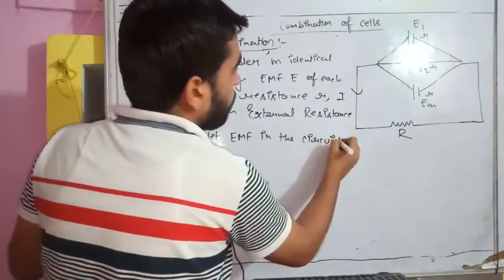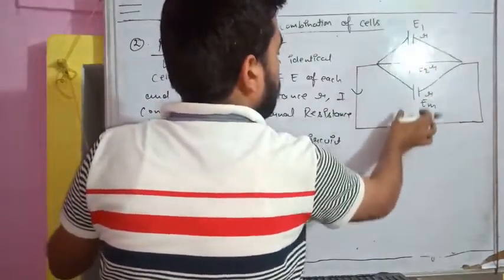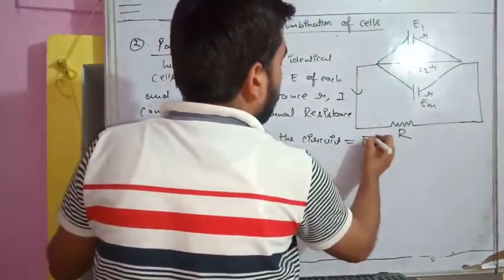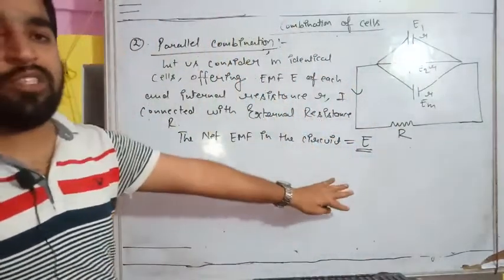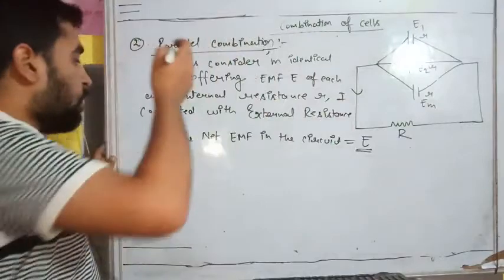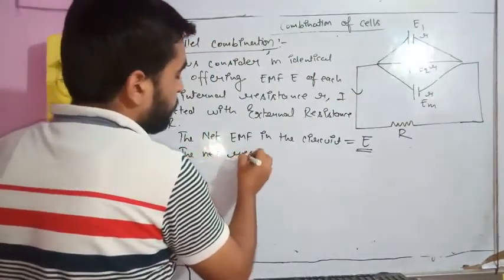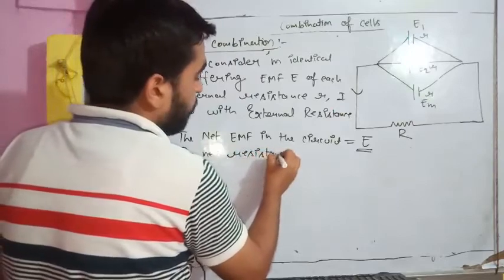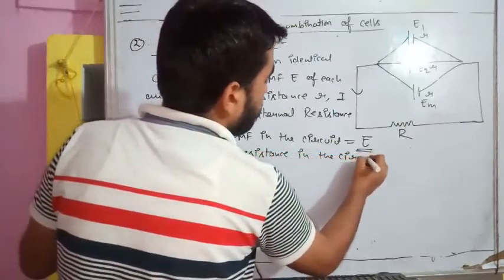As you can see, all are connected across R with the similar amount. So net EMF is never going to change. This will be E, that will be the EMF due to an individual cell. Now, what will be the net resistance in the circuit for all the combination? So we can calculate this.